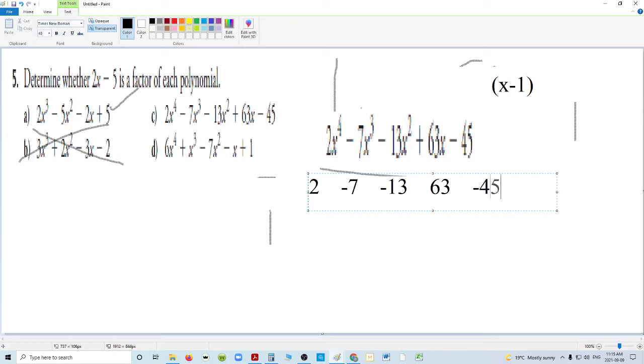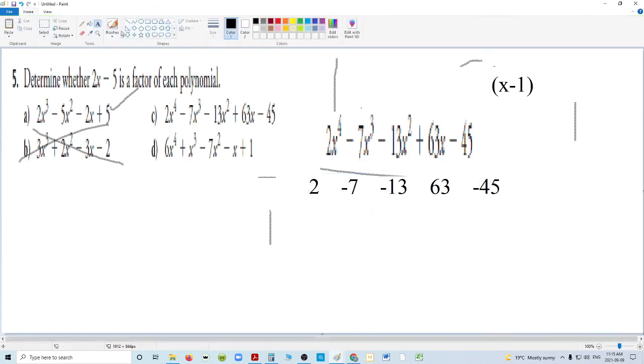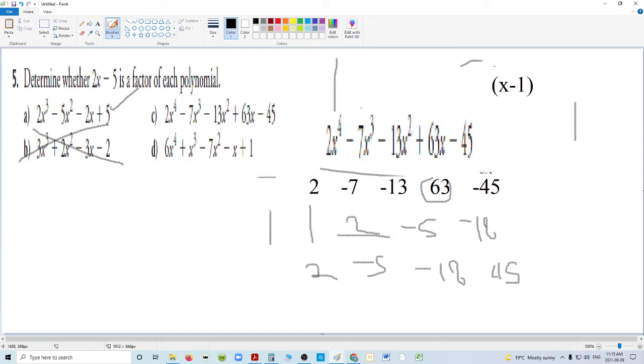And try to factor it. See if you get 2x minus 5 out of here. So you bring the 2 down, times 2. When I add it, I get minus 5. Times 1, I get minus 5. When I add it, I get minus 18. Times this, I get minus 18. When I add it, 20, 43, 45. And sure enough, I get 0.